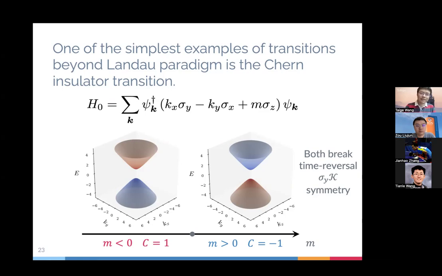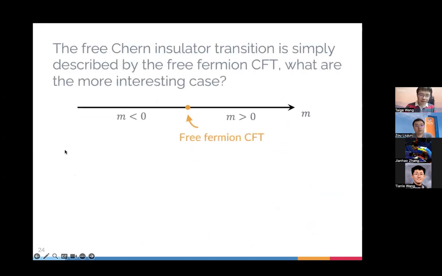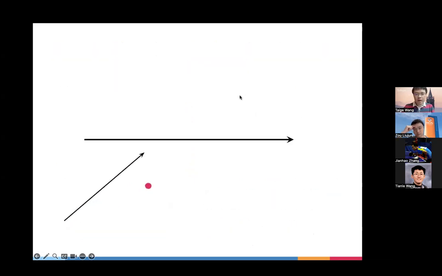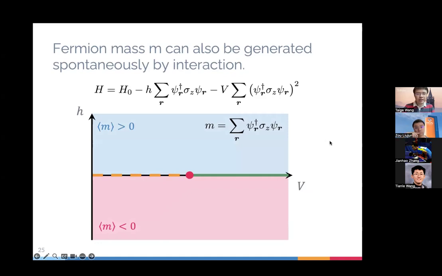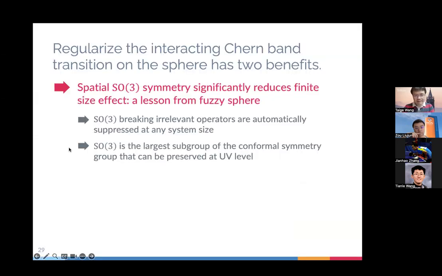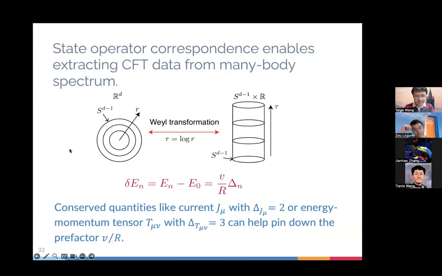We recently, this is very preliminary, tried a simpler version of this. Just couple the fermions to a critical boson, which is much simpler than the fluctuating gauge field I have been talking about previously. And it gives you a Gross-Neveu-Yukawa CFT. But the point is, one thing one can try is to put a Dirac fermion on the sphere. And maybe I should go to the last page. Yeah, these are details about this critical point.